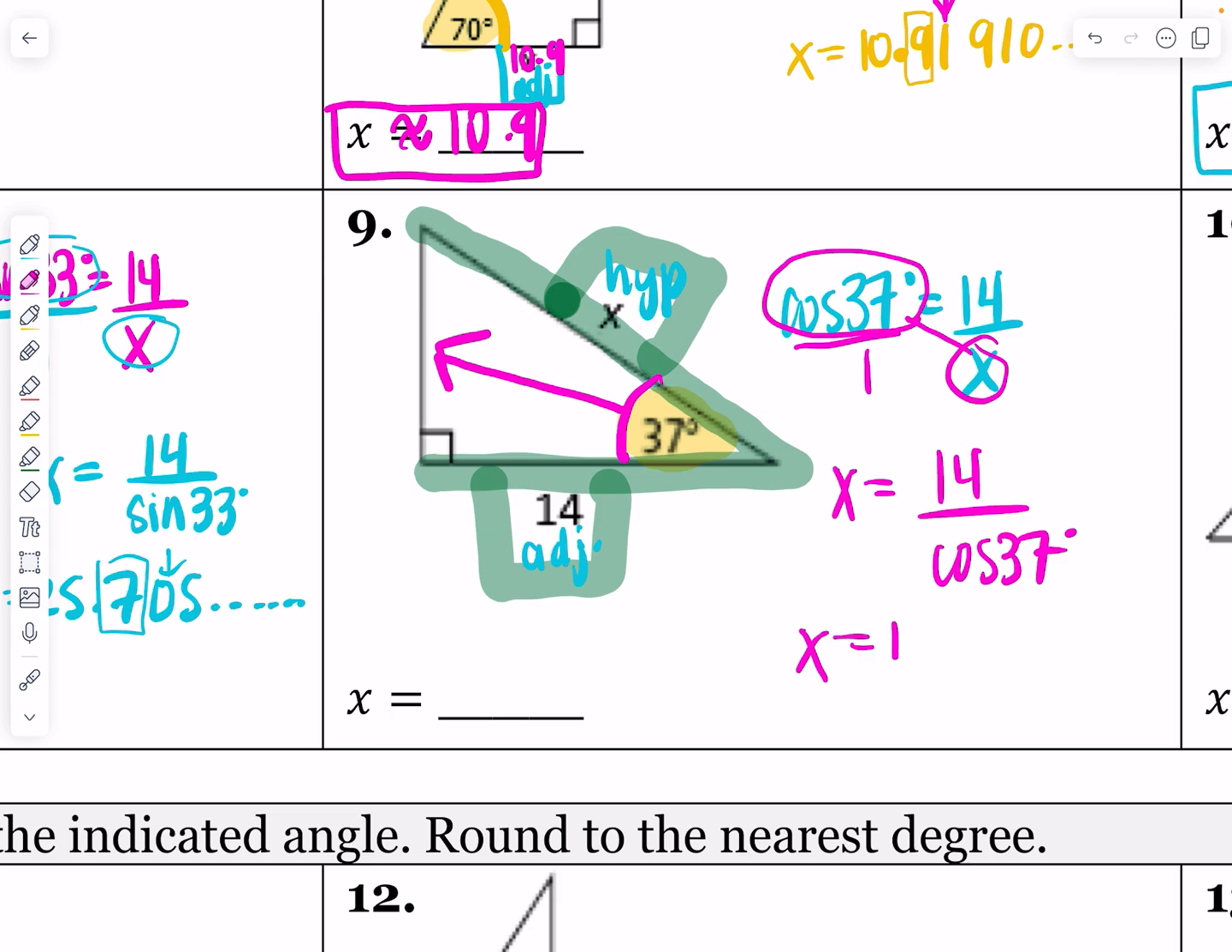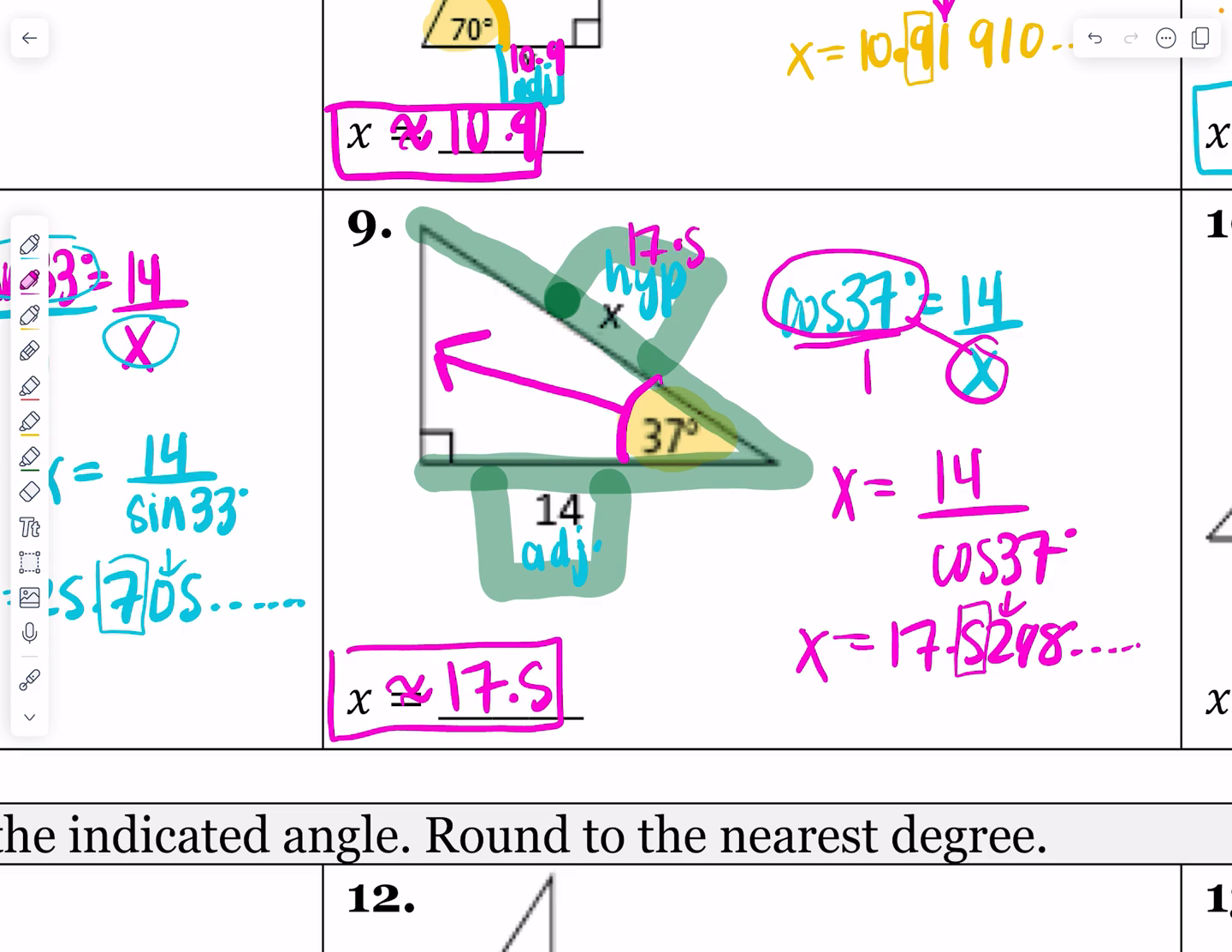Okay, 17.5298... So the 5 is in the 10th spot. The 2 tells us to stay on that exact same level. So about 17.5 would be what that is rounded. Again, let's check ourselves. Go put that here in the picture. 17.5 as a hypotenuse is bigger than the adjacent leg, like we expected it to be.